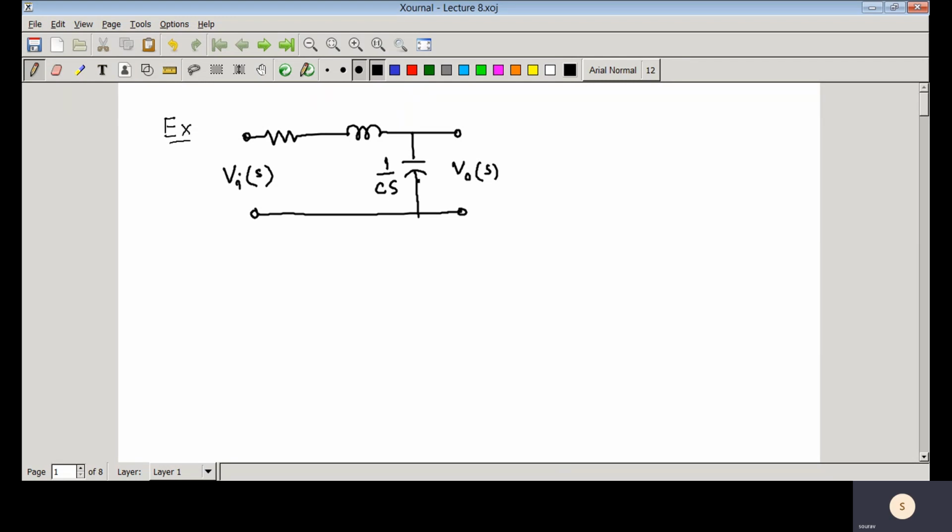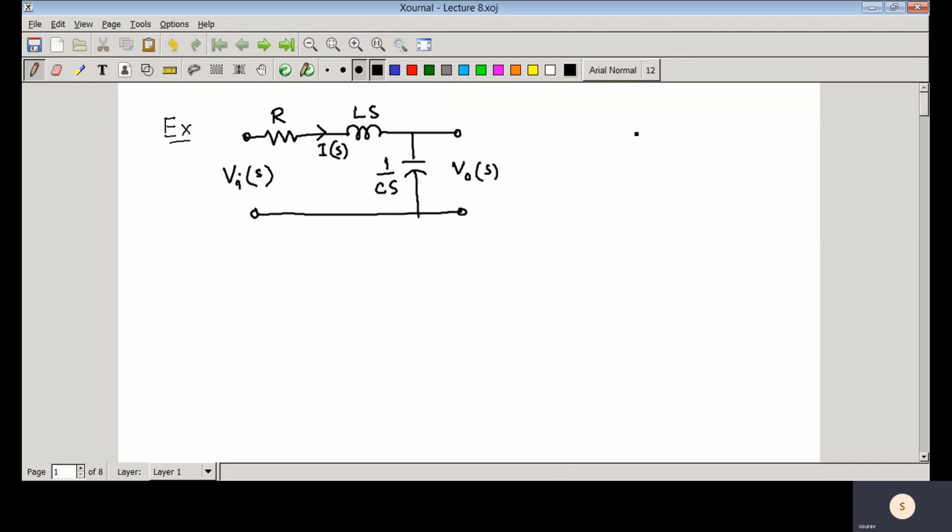So this is the capacitive reactance and this is the inductive reactance. This is the Laplace operator and this is R. The current flowing through this circuit is I(s). So what we are doing is solving this problem in the Laplace domain.